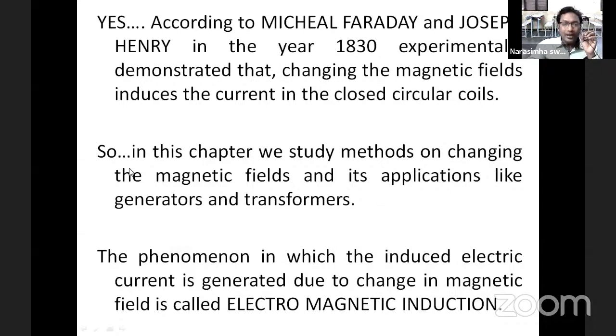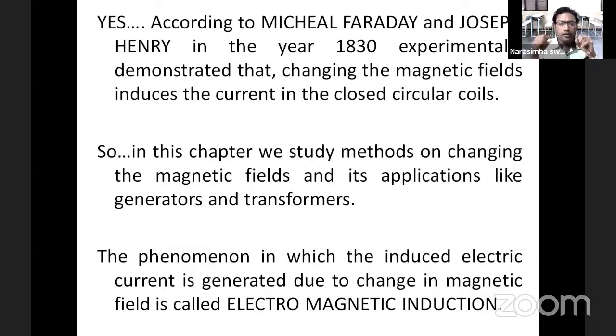Now, in this chapter we study methods of changing the magnetic fields and their applications. In this complete chapter we discuss what the equations, laws and phenomena involved are, and also some applications, like generators, transformers and eddy currents, which we will discuss at the end of the chapter. During the chapter we discuss the laws involved in these concepts, and how to change the magnetic fields to get the induced current. So we will see that.